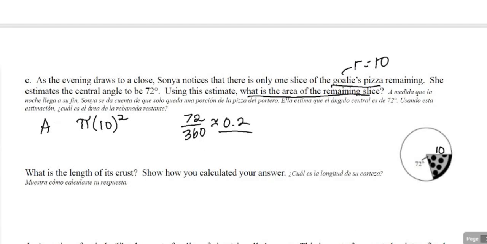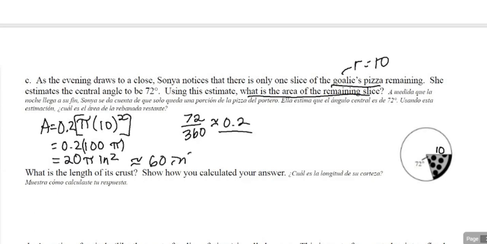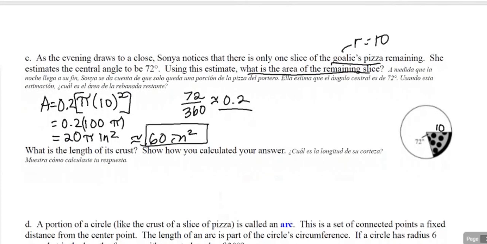I'm going to do the area of 0.2 times the whole circle, which is the same as 0.2 times 100 pi, 20 pi inches squared. This is about equal to 60 inches squared, which is less than the size of a piece of paper.